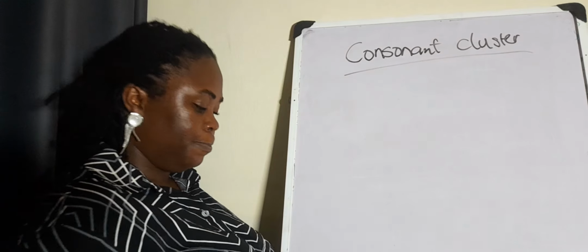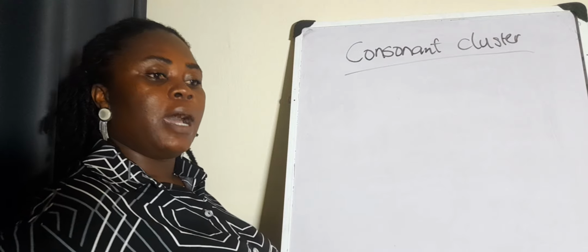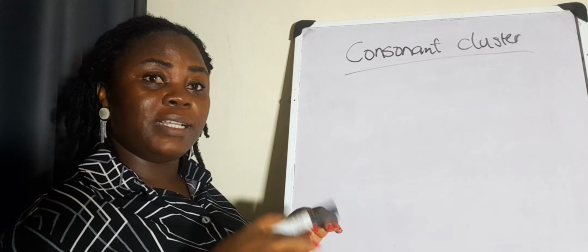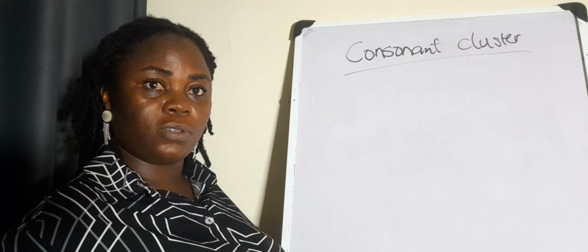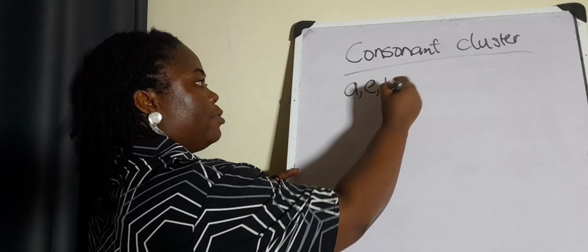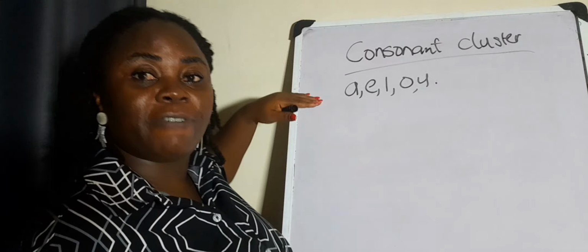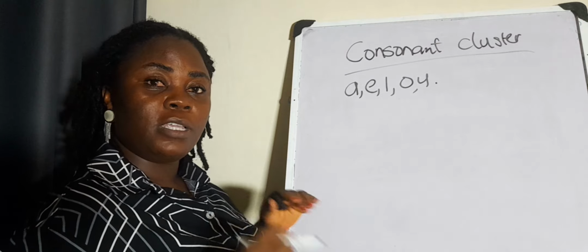Consonant clusters. Previously we talked about vowels, talked about consonants, and you know that any letter that is not a vowel is a consonant. These are the vowels: A, E, I, O, U, right? So any alphabet that you don't find here is a consonant.